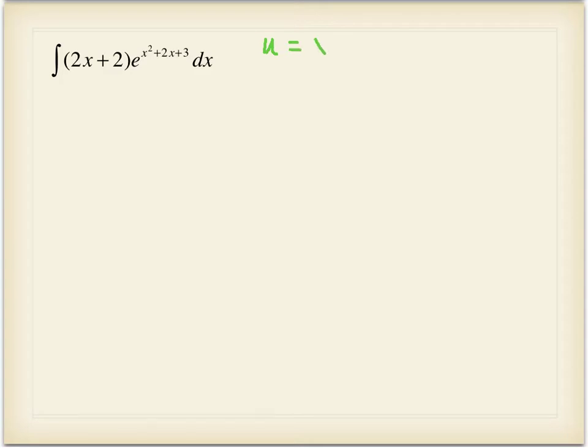Well, probably that x squared expression. So x squared plus 2x plus 3, that's the yuckiest part. Now I always like to find du over dx. That means the derivative of this with respect to x. And sure enough, that's going to be 2x plus 2.